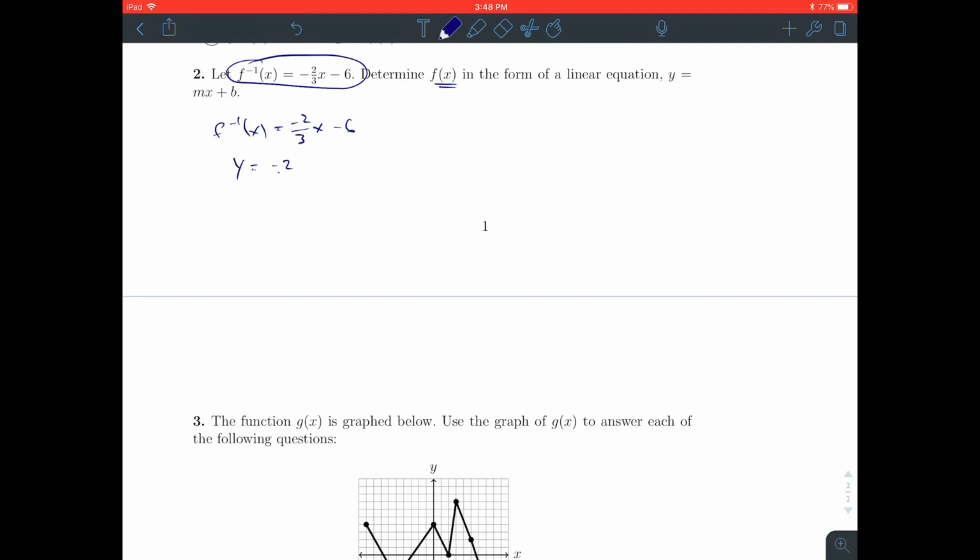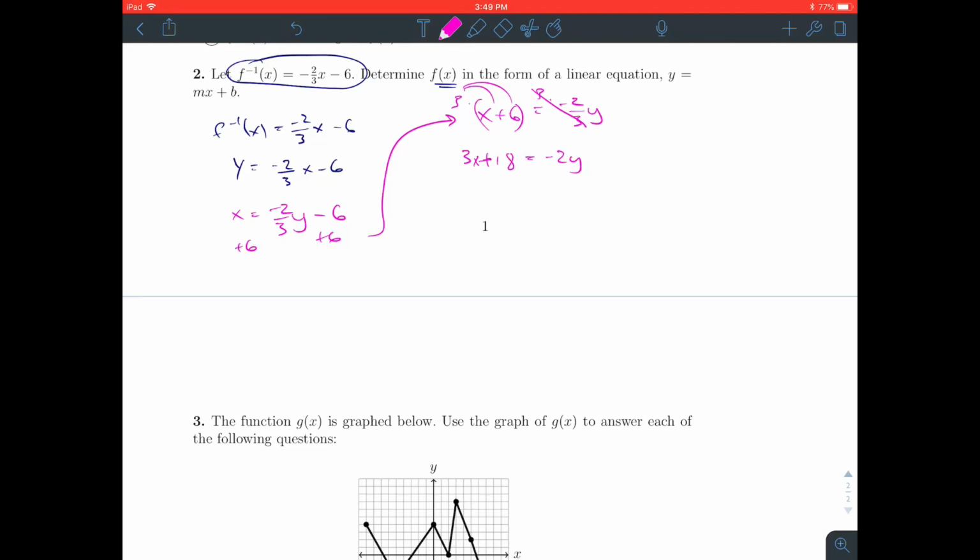So we're going to start by replacing f inverse with y. We're going to switch x and y, which creates a new function, which is now the original function, not the inverse. From this point forward, all we have to do is solve for y. Because it's x plus 6 equals -2 over 3y. Multiply by 3 to cancel the division on both sides. That gives us 3x plus 18 equals -2y.